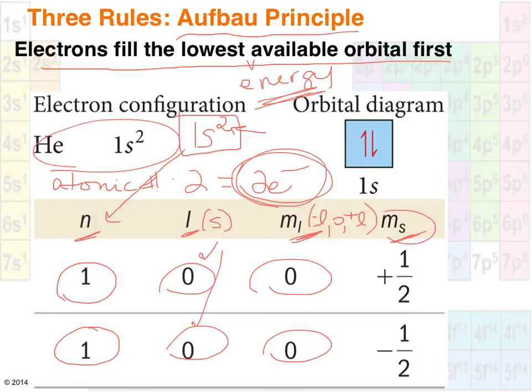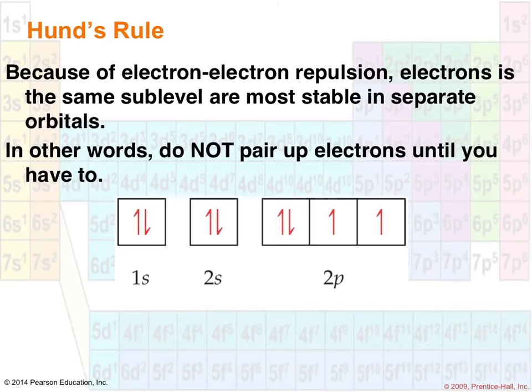Now, m sub s, the spin quantum number, which we didn't talk about much, can only have 2 values, plus 1/2 and minus 1/2. So these are the 2 values that the 2 electrons in helium can have, plus 1/2 and minus 1/2.